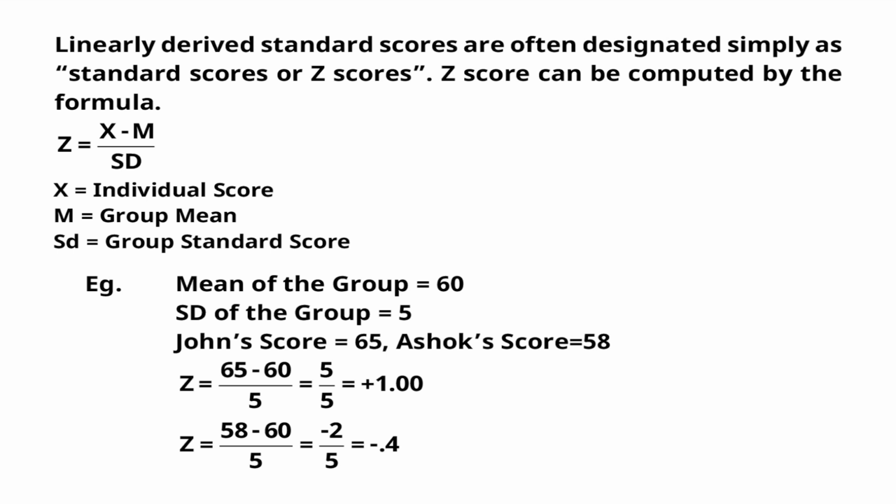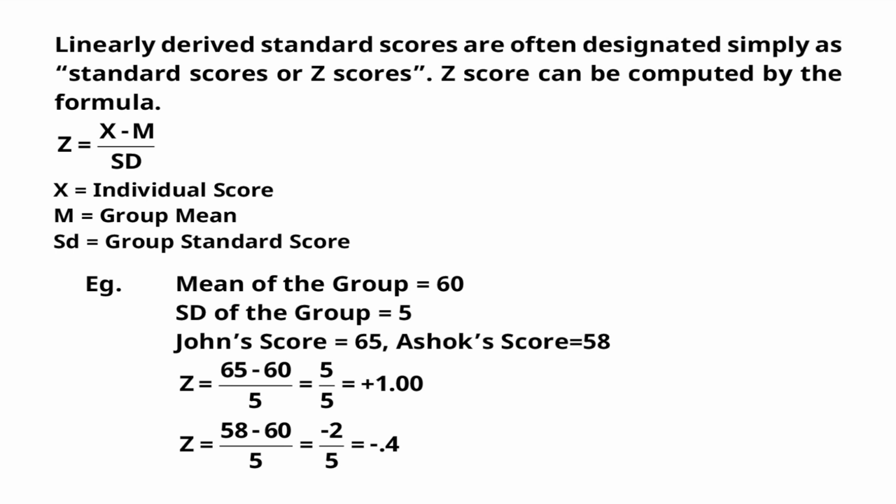For percentile, the symbol was P. Here the symbol is Z, standard score. So, Z is the symbol of standard score. Now, Z scores can be computed by the formula. What is the formula? Z is equal to X minus M upon SD. X minus M upon SD. What is X? X is your individual score, what the student is getting on your test. M is the group mean and SD is the group standard deviation.